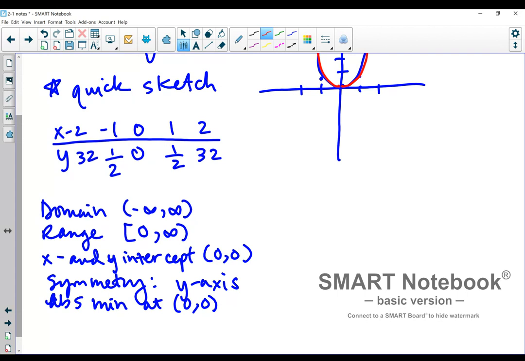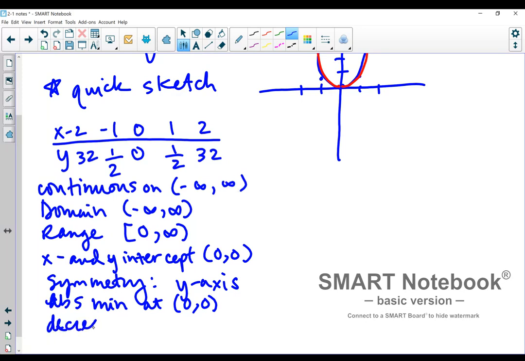I think I forgot to write continuous too. So let's say continuous on the entire domain, so continuous on negative infinity to infinity. Let's see, we started out with decreasing from negative infinity to 0, increasing from 0 to infinity. What else are we forgetting? Oh, end behavior.